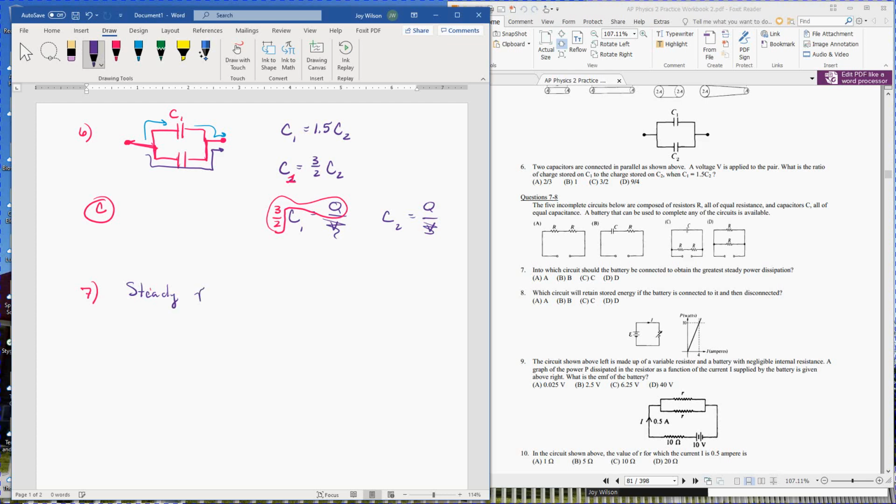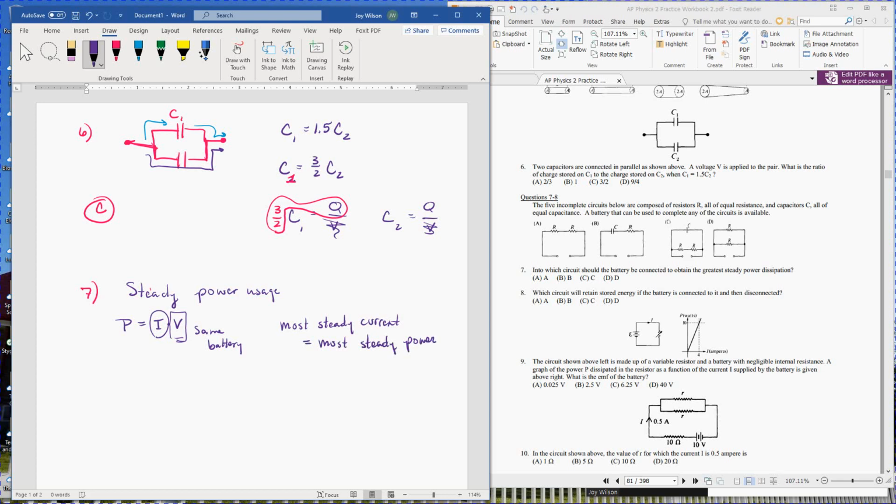We want steady power usage, is what this question asks us. So in A, all of them have the same current, but power depends on current times voltage. So for all of these circuits, we're going to have the same voltage. We're going to have the same battery. So the question becomes, which one of these would give us the most current? Because most steady current will equal most steady power, since the voltage is the same for everybody.